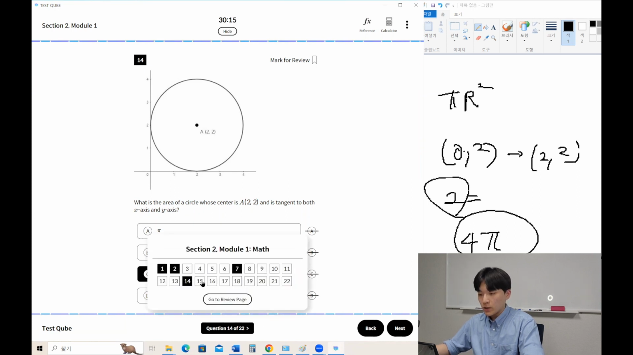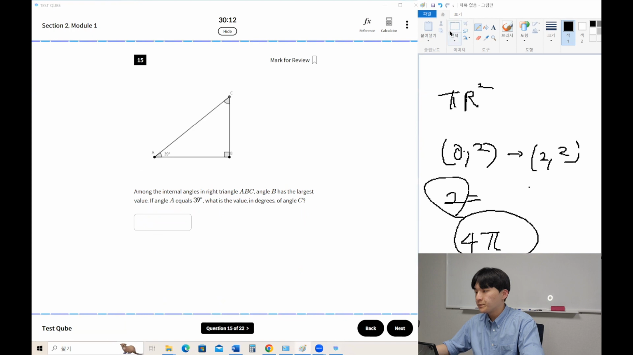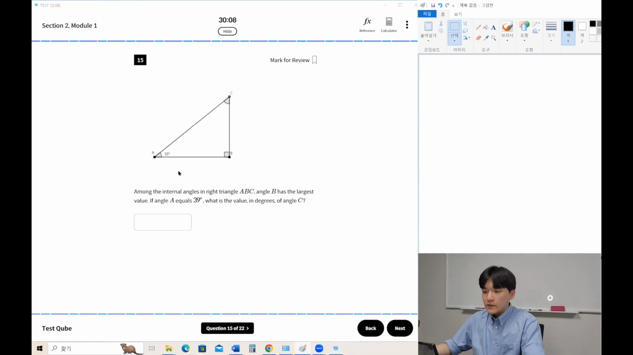Okay, the next question I wanted to look at was question number 15. Let's take a look. This is a trigonometric question. Among the internal angles in right triangle ABC, so it's a right triangle, angle B has the largest value. Obviously, right? If it's a right triangle, 90 degrees is going to be the biggest angle. If angle A equals 39 degrees, what is the value in degrees of angle C?